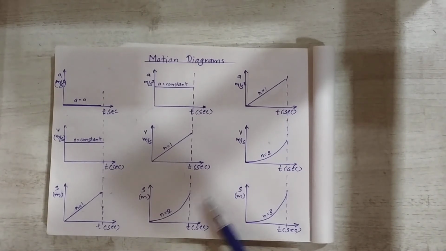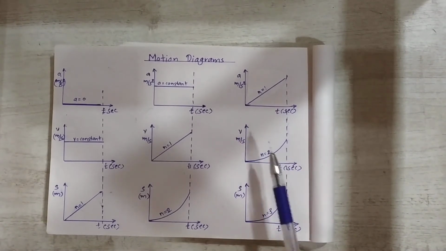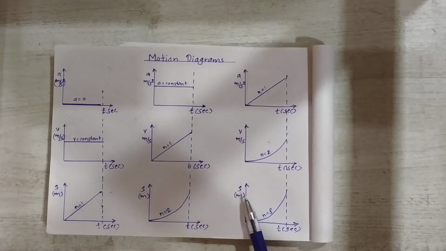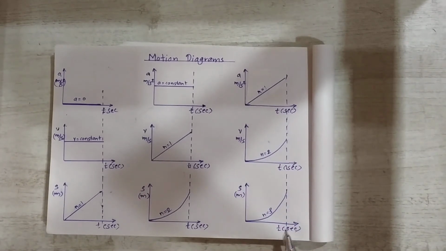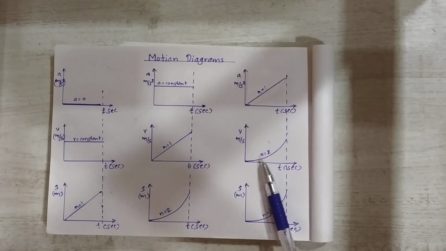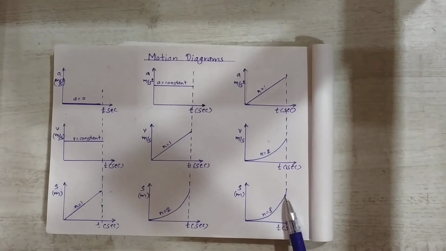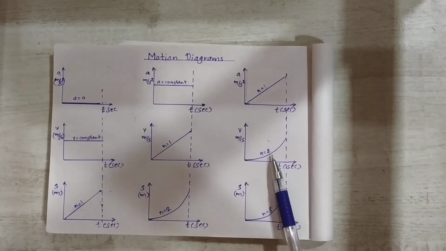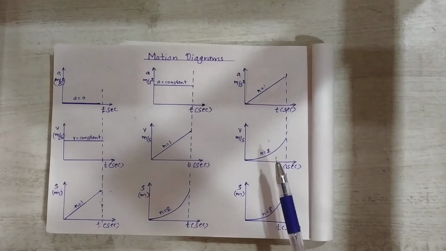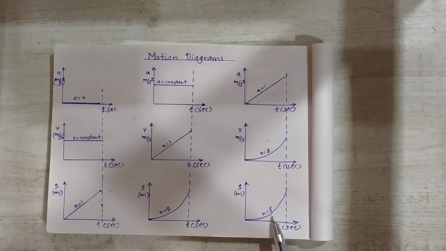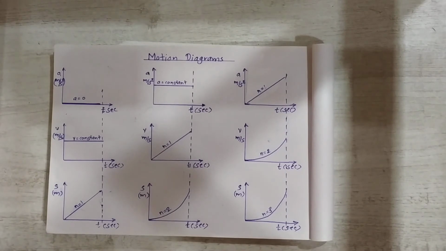Now below the VT diagram there is always the ST diagram. Here the degree is increased by 1, that is n is equal to 3, and again this curve is drawn. If the first curve is a parabola, below the parabola there is a cubic curve, that is, for this curve degree is equal to 3. This is the only difference.